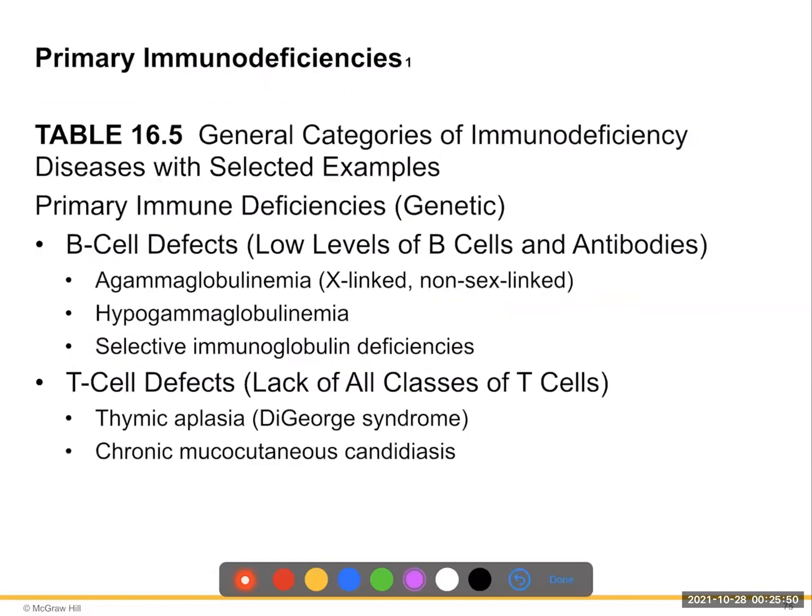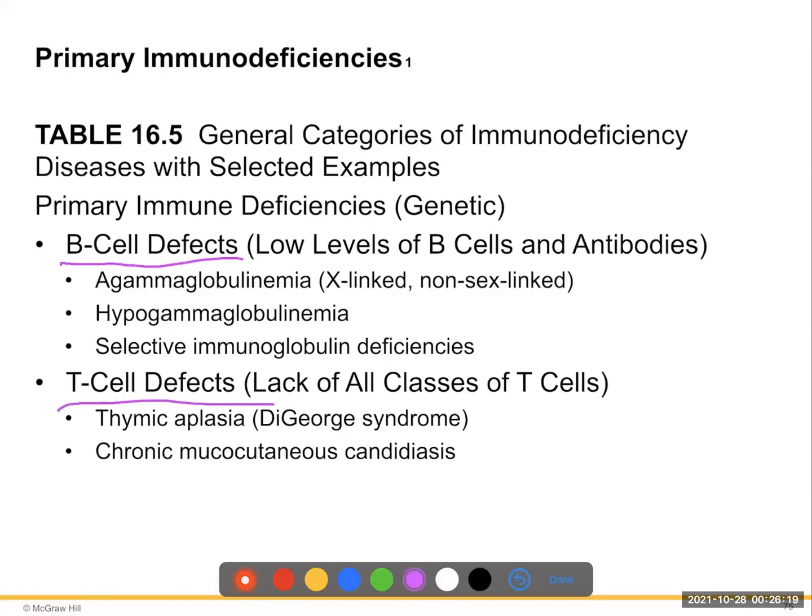Okay. So primary immune deficiencies. B cell defects, low levels of B cells and antibodies. If you get low levels of B cells, you get low levels of antibodies because they're not going to produce the antibodies. Those are X-linked, so they're not sex-linked because both males and females have the X chromosome. So you get agammaglobulinemia, hypogammaglobulinemia, selective immunoglobulin deficiencies, or you get T cell defects.